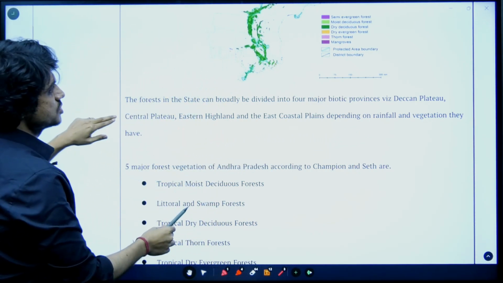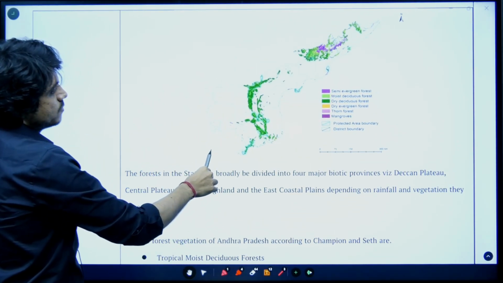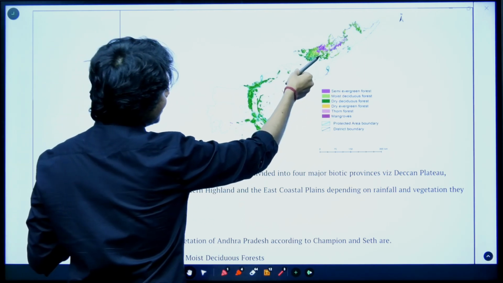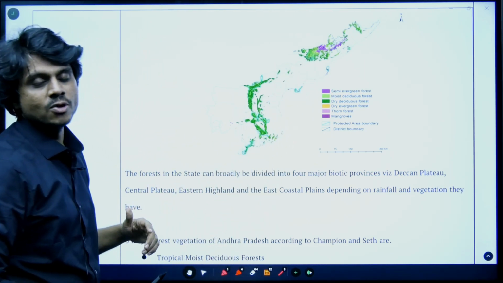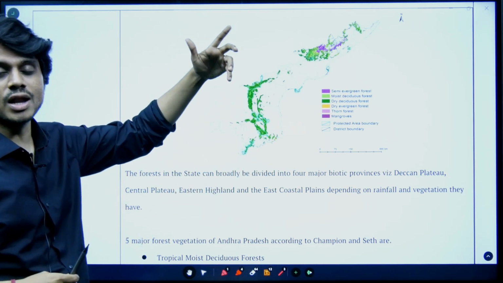They have different vegetation. So now see the map here. If you see the Andhra Pradesh map, this part is your Eastern Ghats. Your Eastern Ghats are the old fold mountains. They are discontinuous in nature, not continuous like the Western Ghats. They are not very tall like the Western Ghats.